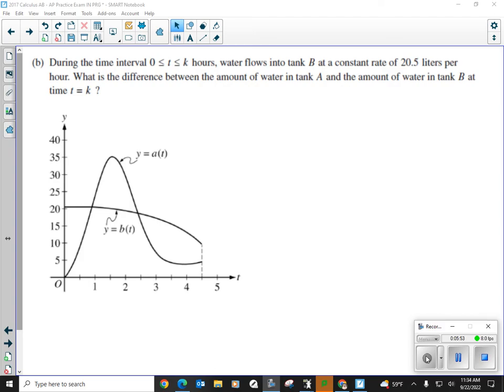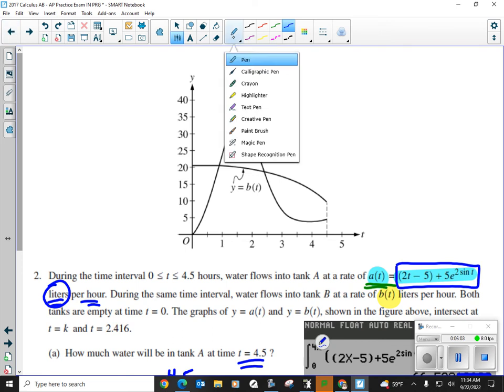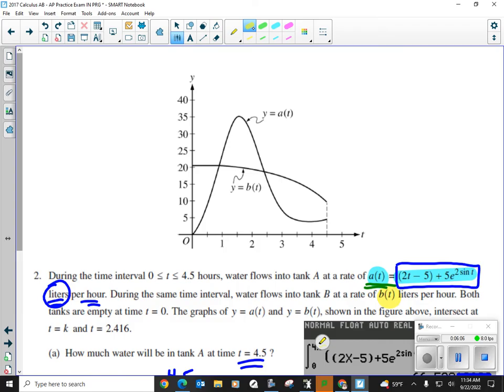So first of all, let's go back to our problem. All right, k. It says that these two graphs intersect, I'm highlighting in yellow, at t equals k and at 2.416. I might be no calculus teacher, but that looks like it's about 2.46, which means this is going to be your k value, whatever x is here.